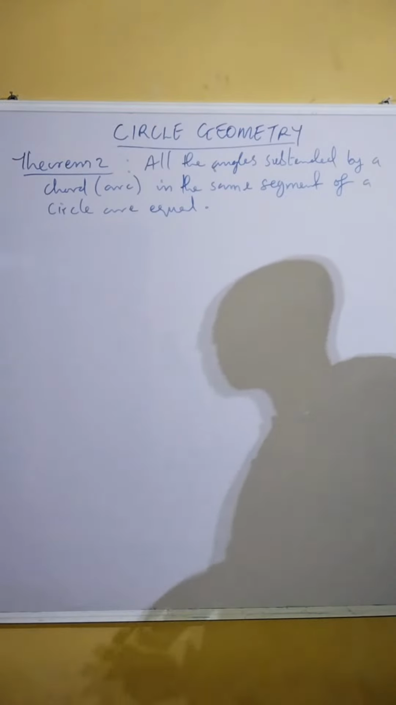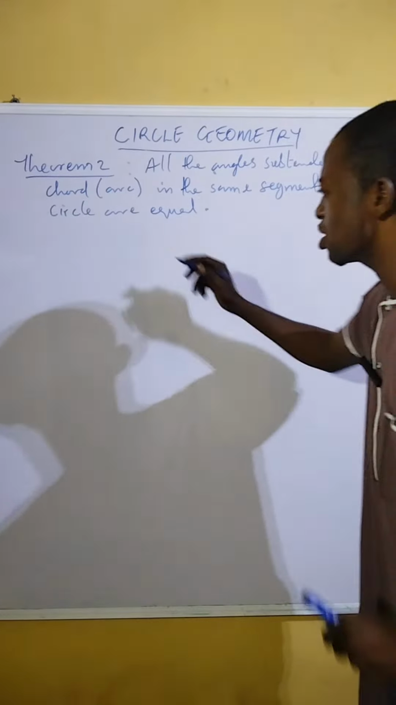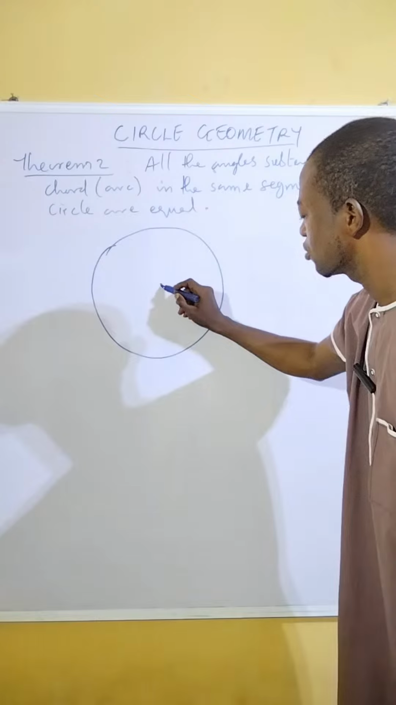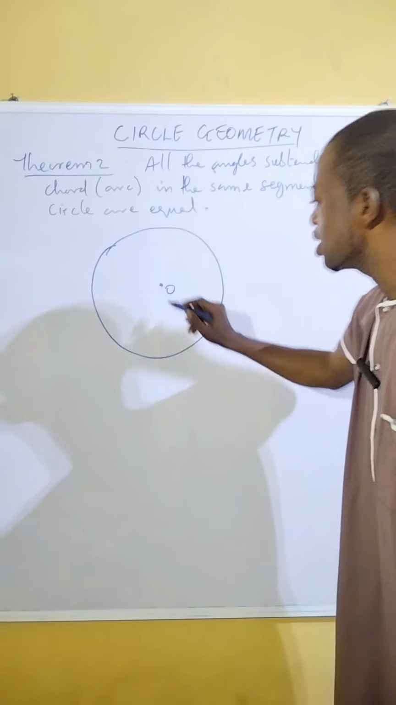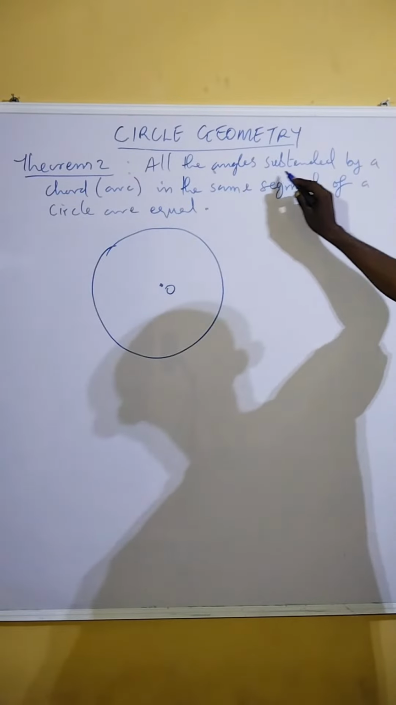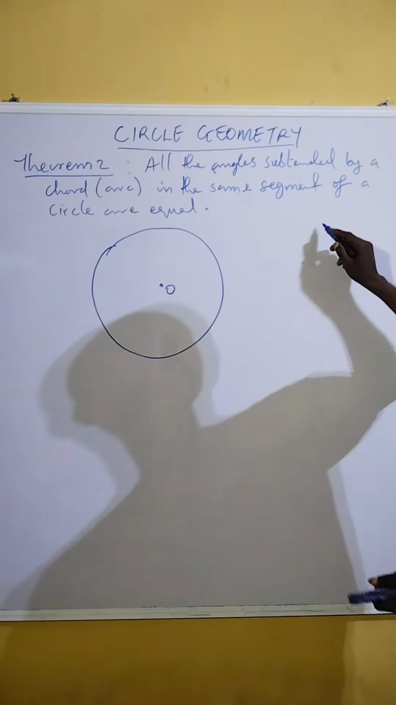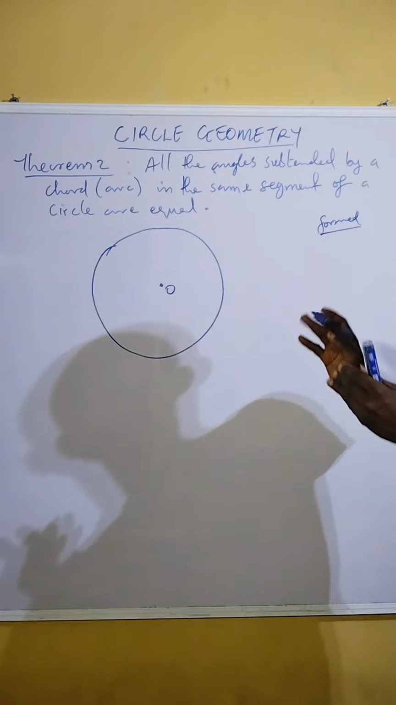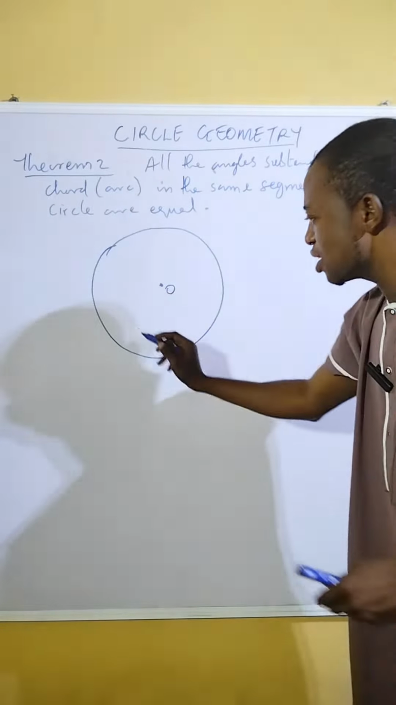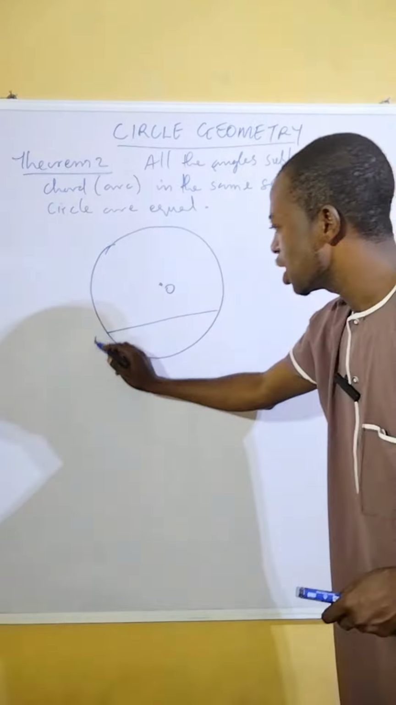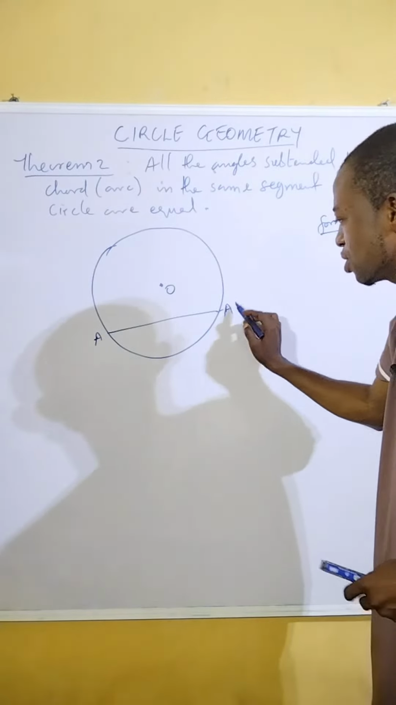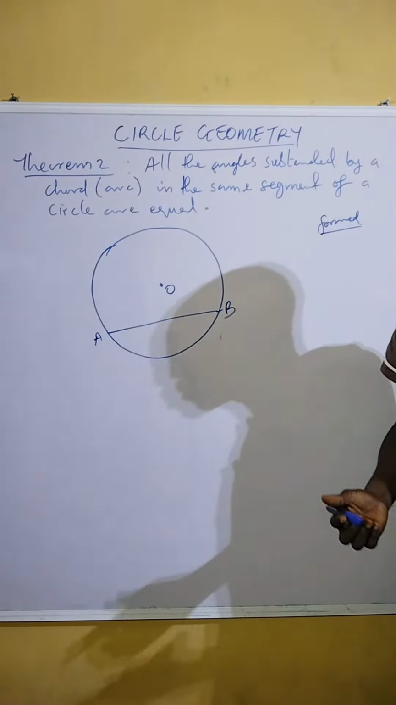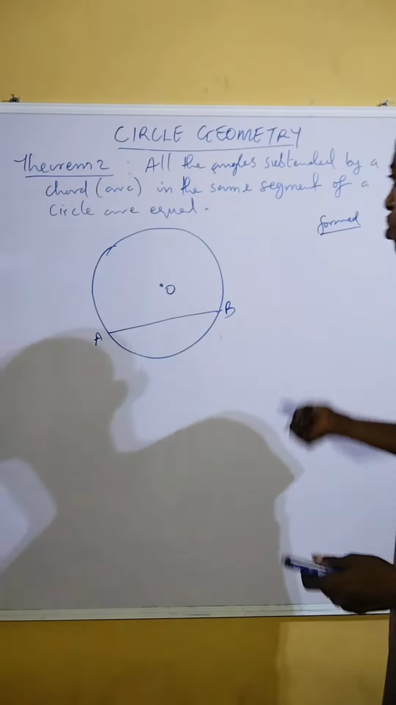Okay, now let's consider this theorem. It's a very, very interesting theorem as well. We can draw the diagram here. We have a circle with center O. Then the theorem says all the angles subtended. Subtended is just an English word, like formed. Formed by a chord or an arc. In this case, let's look at the chord. Let's call this a chord AB. A chord is a line that's drawn that joins two points on a circumference.